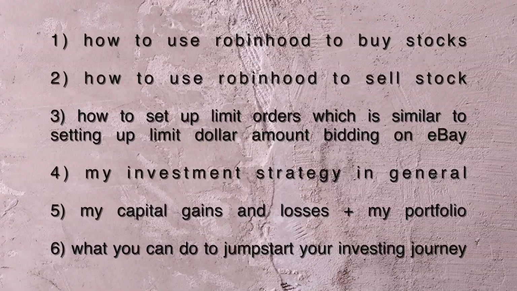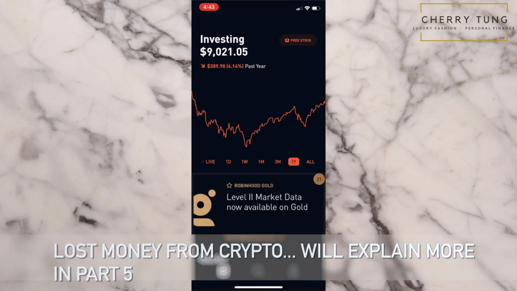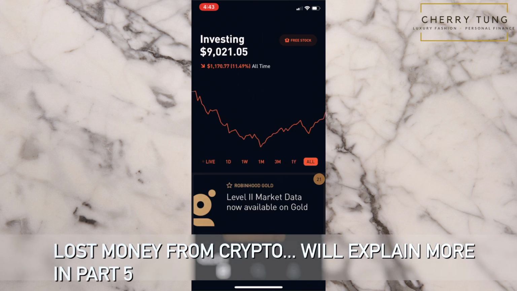So let's get started. This is my portfolio right now. As you can see, this is a dollar amount. Today I gained a couple cents, and then you can see this is the last week. The last week I gained 133, and then this is the last month, and then this is the last 3 months, and this is the last year. And then you can see my overall performance. I will explain my overall performance in part 5.